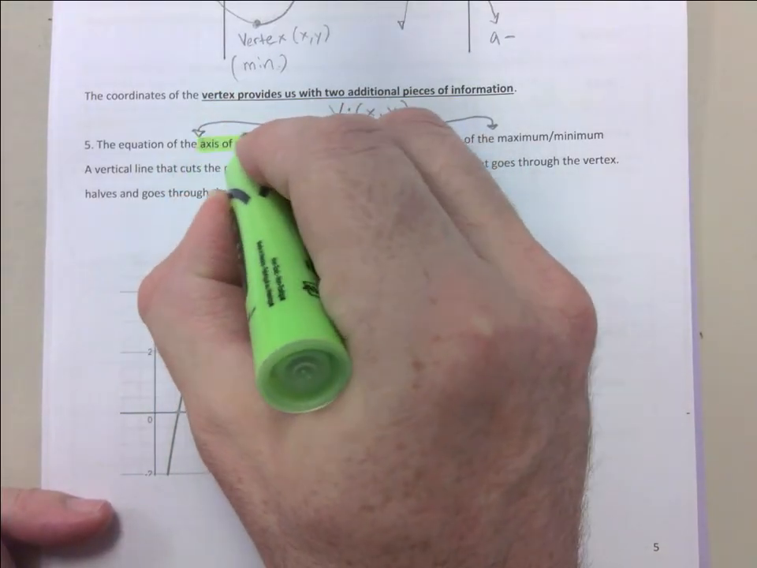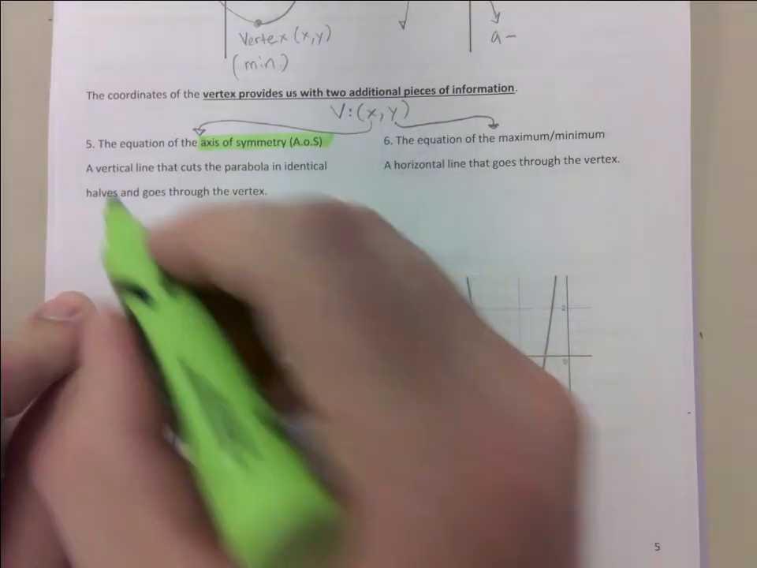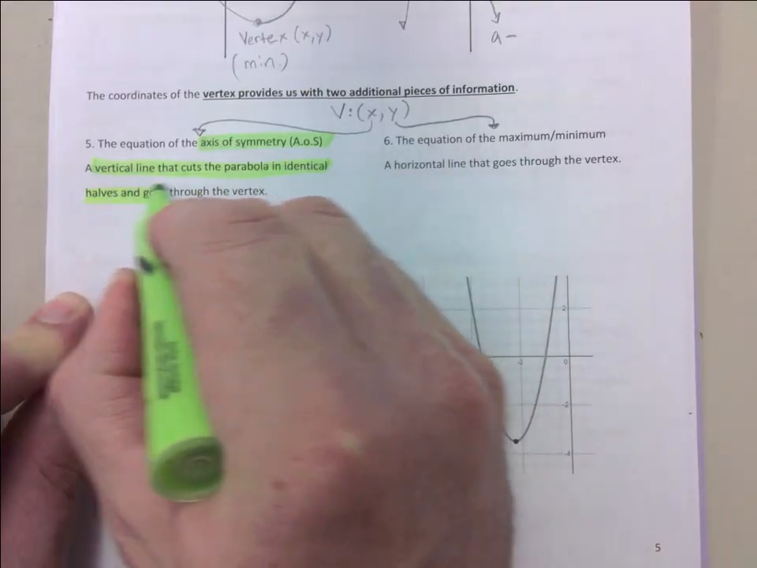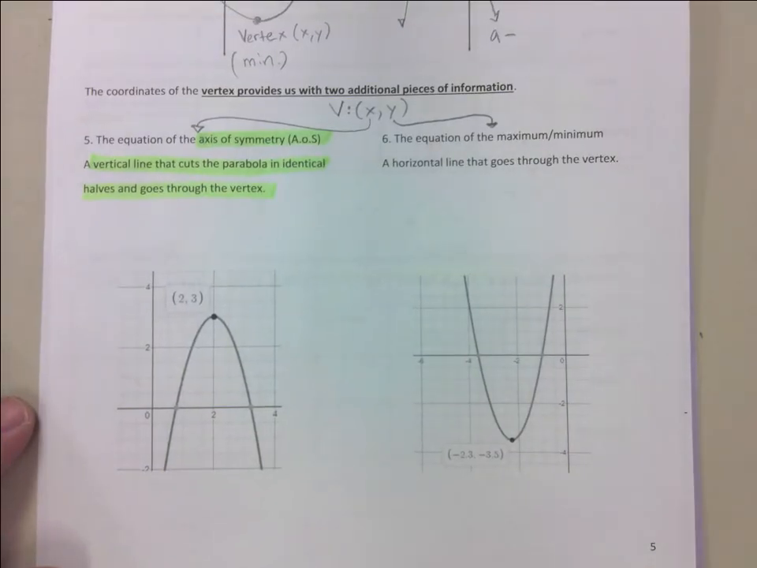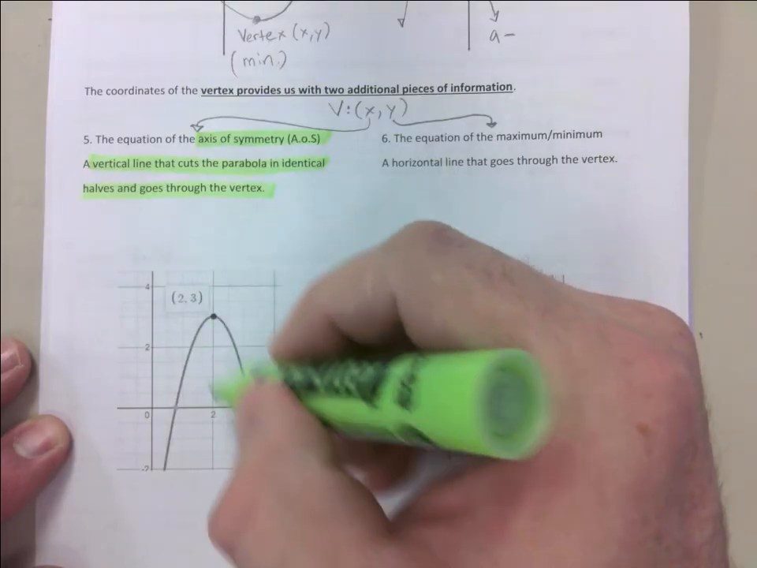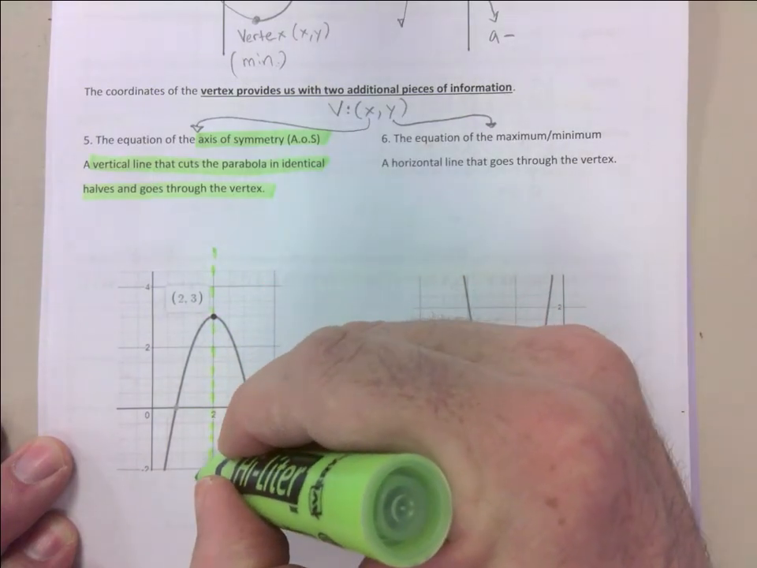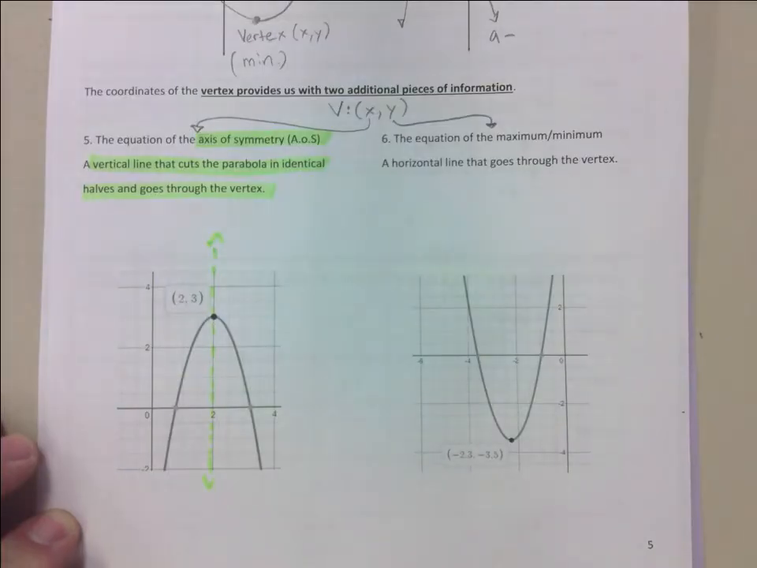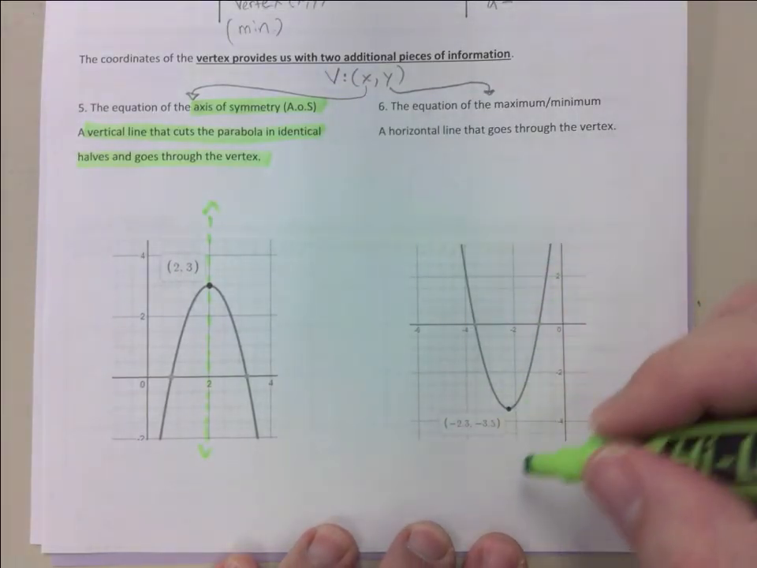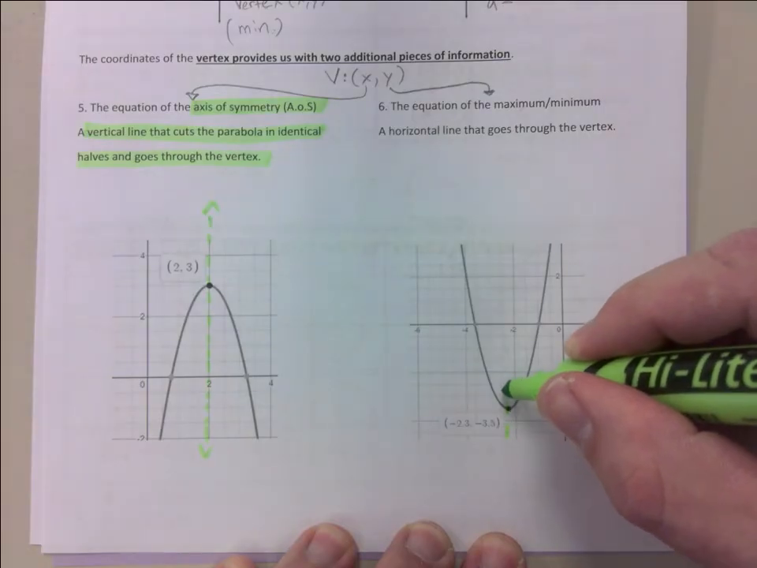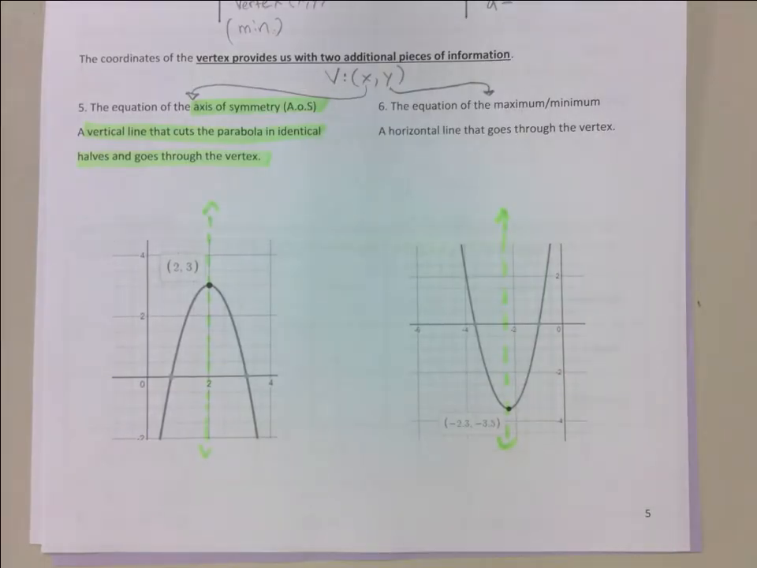So there's something called the axis of symmetry. What is the axis of symmetry? A vertical line that cuts the parabola in identical halves and goes through the vertex. So, if you look at this parabola, cutting this in half would be like drawing a line right through the vertex, and it cuts it in exactly two same halves. Let's do the same thing on this other one. I'm going to draw my axis of symmetry, and it goes right through the middle.